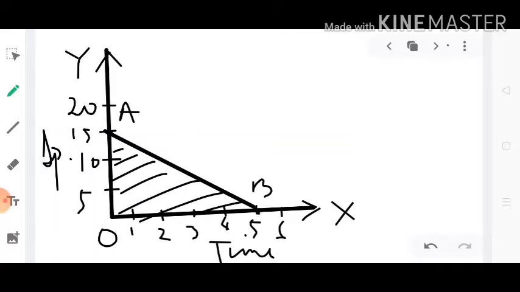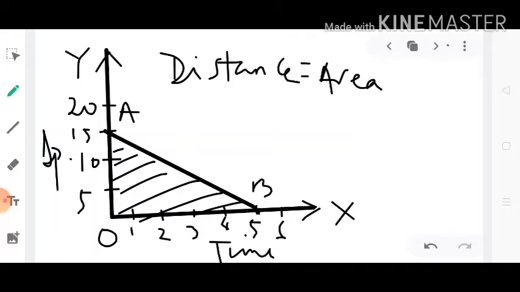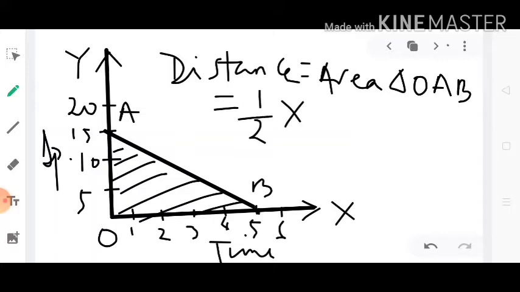So this shaded area is going to give you the distance. Estimate of distance is found by finding out the area under the speed versus time graph. So for this we will find area of triangle OAB. Now it is a right angle triangle, so area is half into base into height. What is the base? OB. Half into OB, and what is the height? OA. Half into OB into OA.